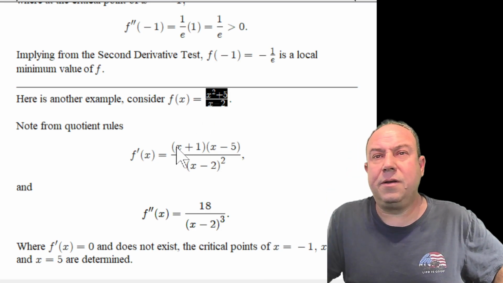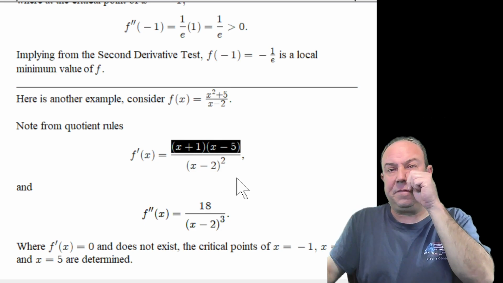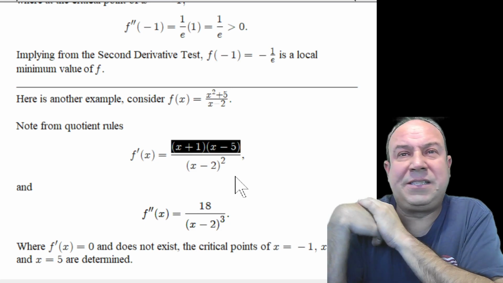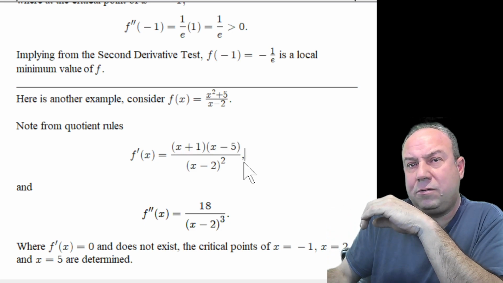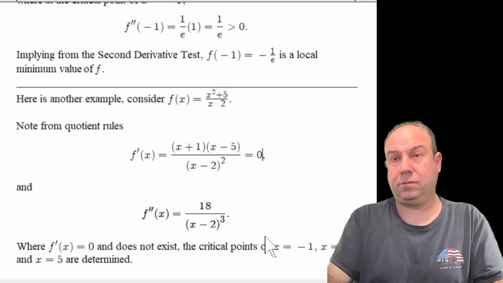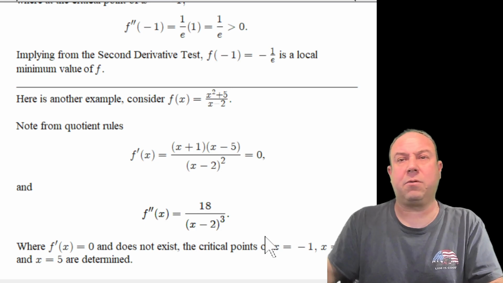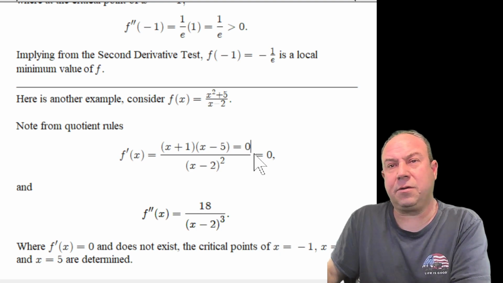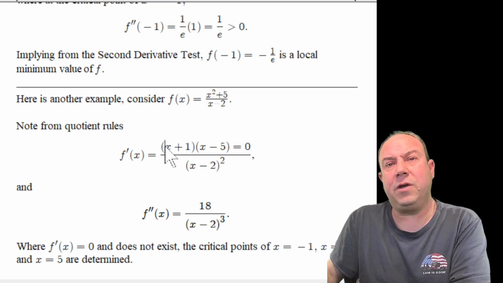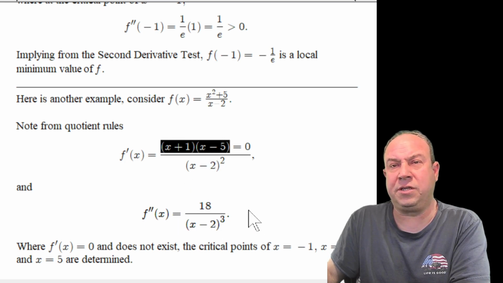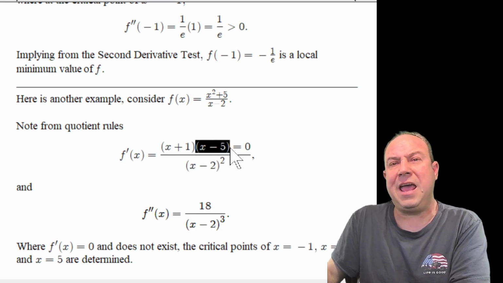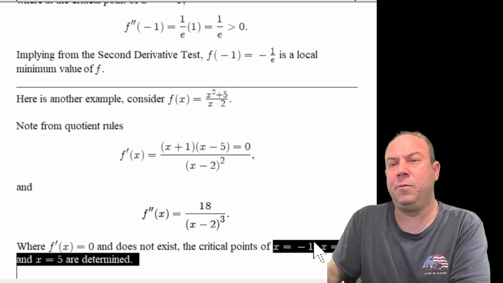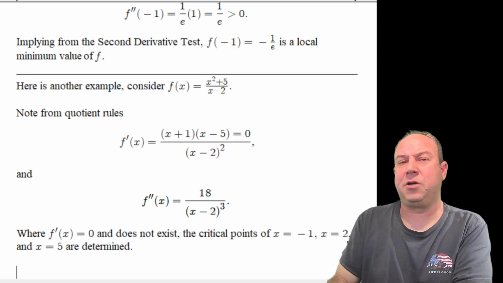Now furthermore, the first derivative does have a numerator that factors into x plus 1 and x minus 5. If I set f prime equal to 0, it only equals 0 when the numerator equals 0. And when does this numerator equal 0? Well, when these two factors alone equal 0. So that's going to lead me to x equals -1 and x equals 5 as potential critical points along with that value of 2.